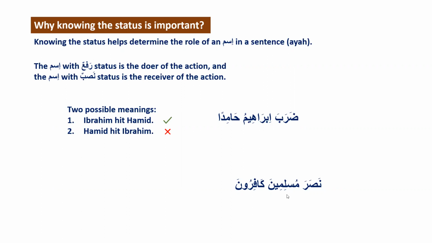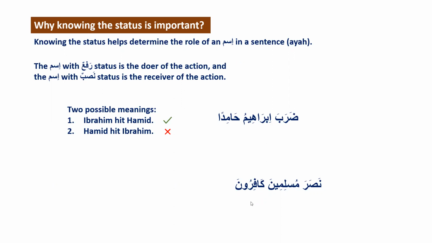but for this sentence it cannot be Jar. Why it cannot be Jar? We leave it for some other time. Inshallah, we will talk about that. So it is Nasab. Just trust me for now. So Muslimina is in Nasab status and Kafiruna is in Rafa status, as Ayan told us.